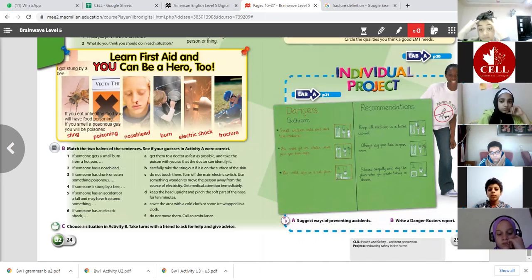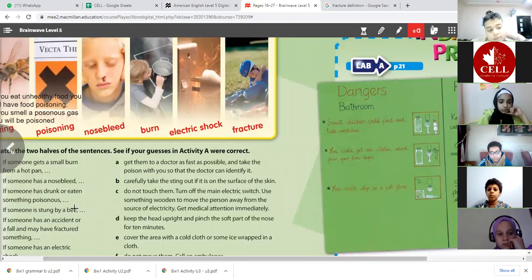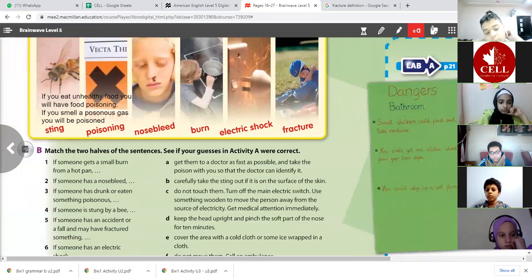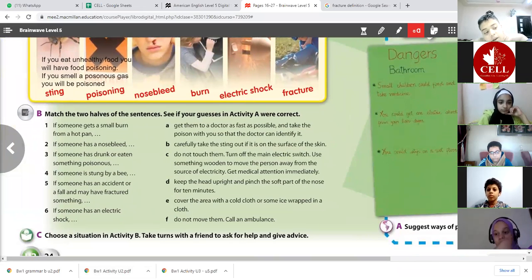Okay, match the two halves of the sentences. See if your guess in activity A was correct. Okay, let's see. Guys, let's begin. I will choose Habiba. Could you answer the first question?